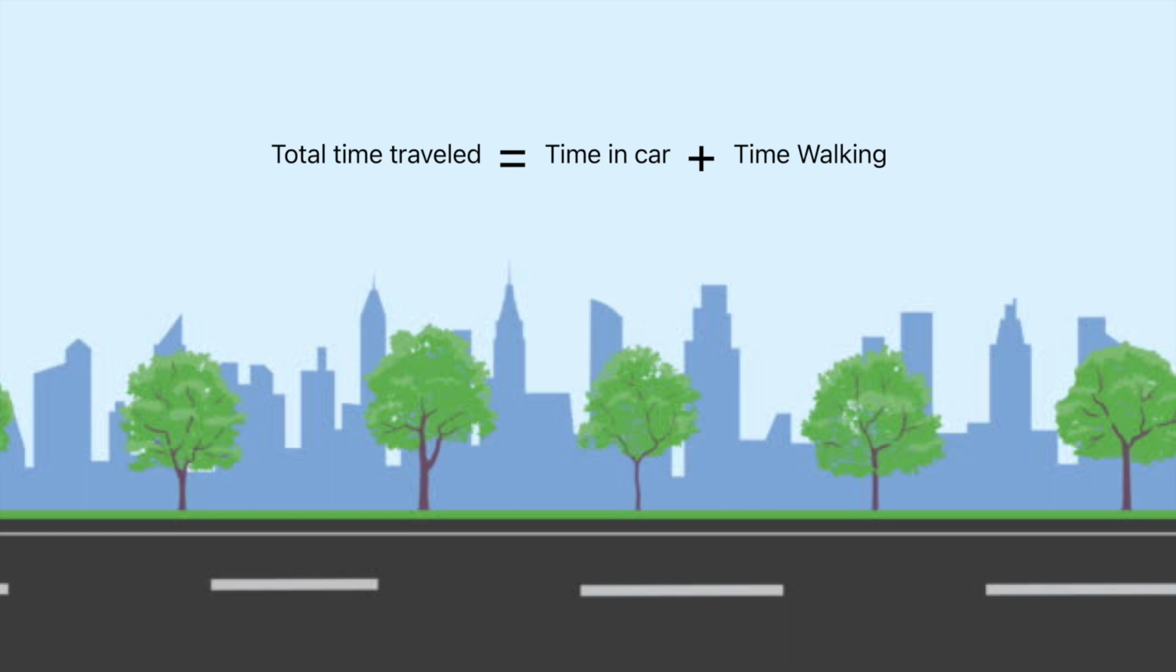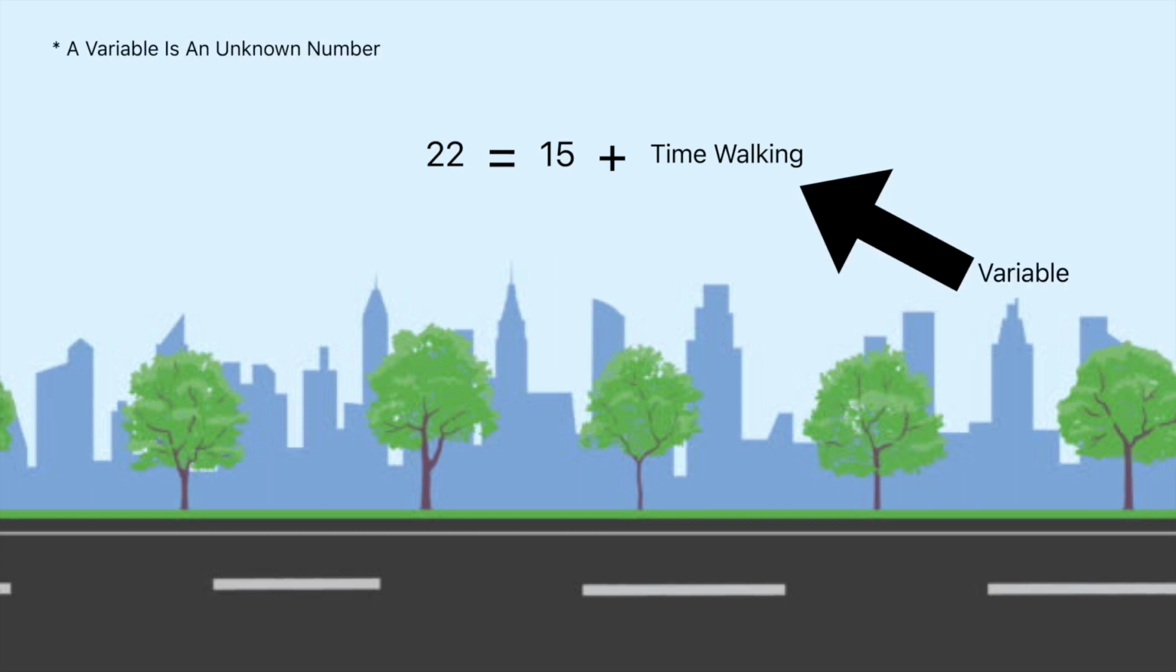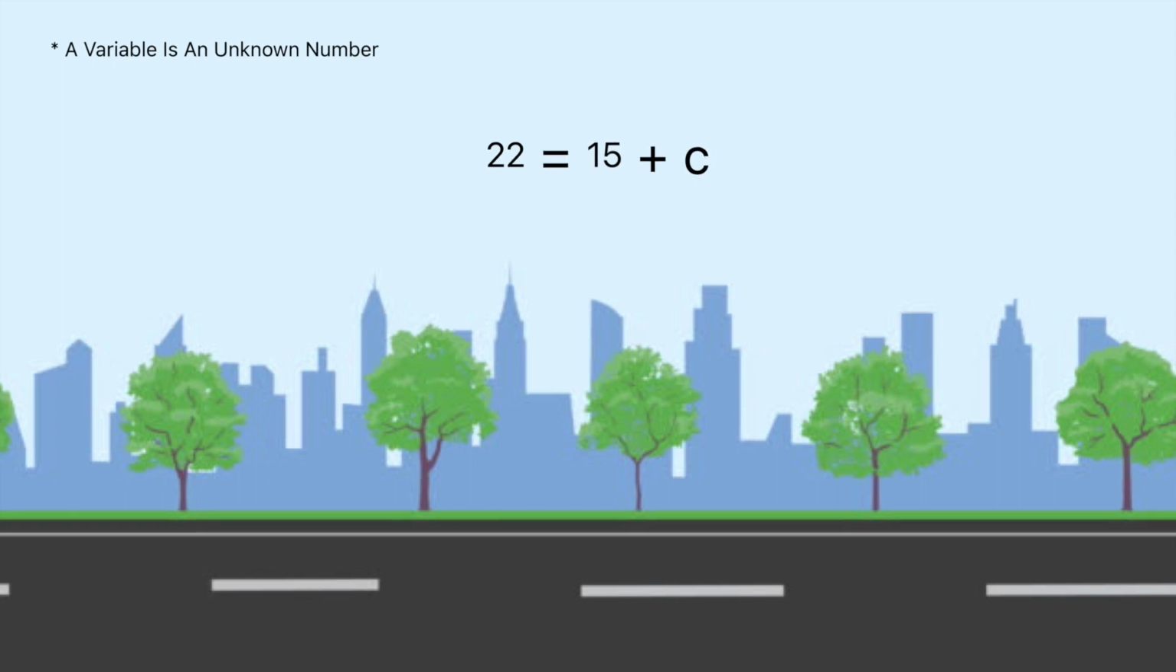We already noted earlier that the total time traveled is 22 minutes and the time in the car was 15 minutes, so let's write those in. We don't have a number for the time walking yet, and that's okay because it's an unknown number. It's what we're trying to solve for. In equations, whenever we have an unknown number, we call it a variable. A variable just represents an unknown number. A lot of times when solving equations, you're not going to use a written out variable like time walking. You're going to use a letter that represents it, like A, B, or C, or any other letter of the alphabet. It's most common to use the letter X, so that's what we're going to use here.